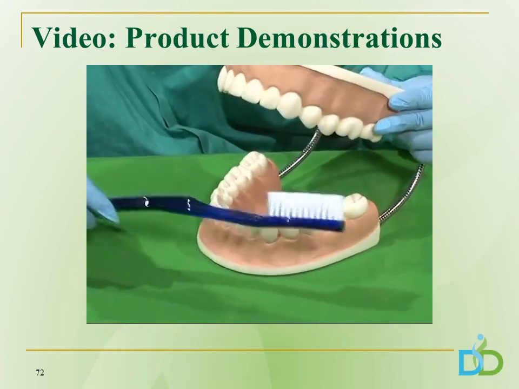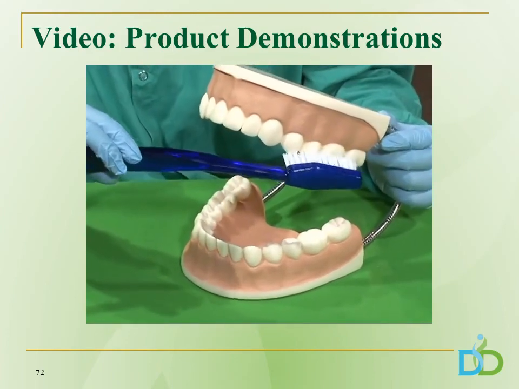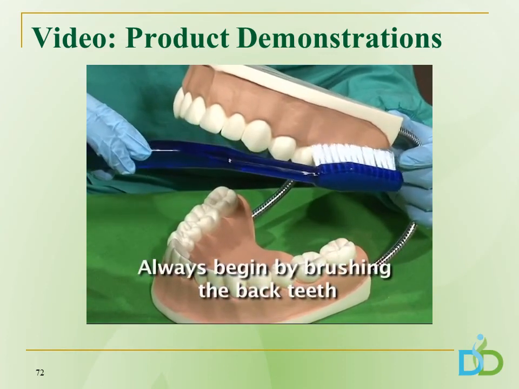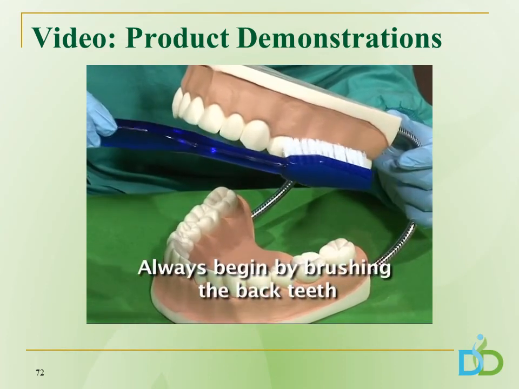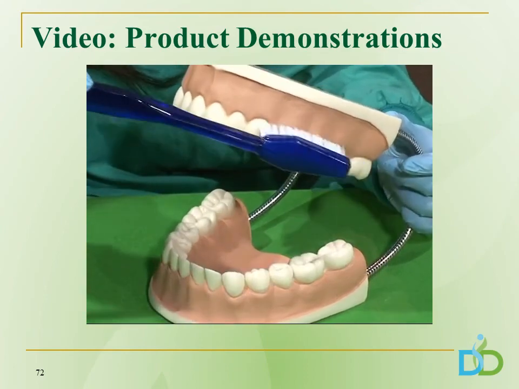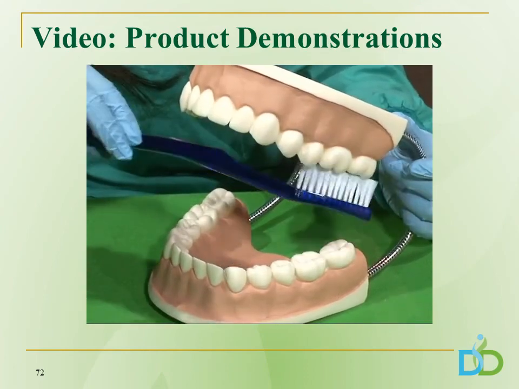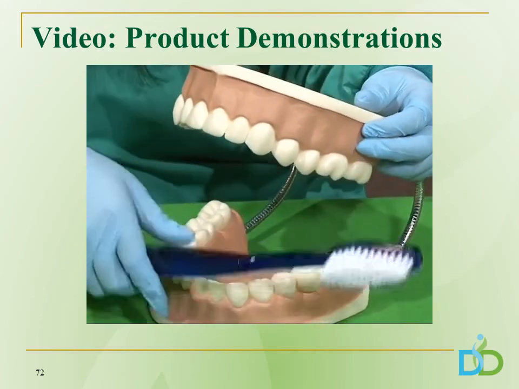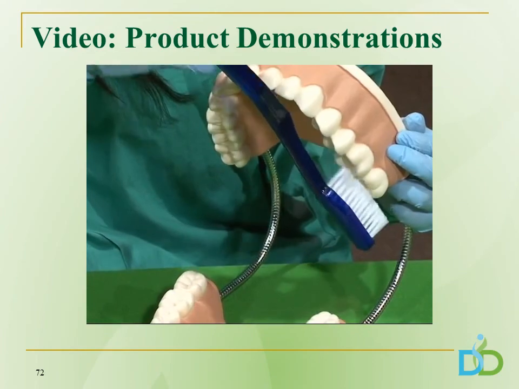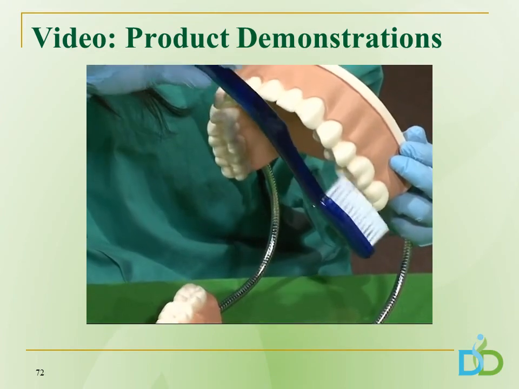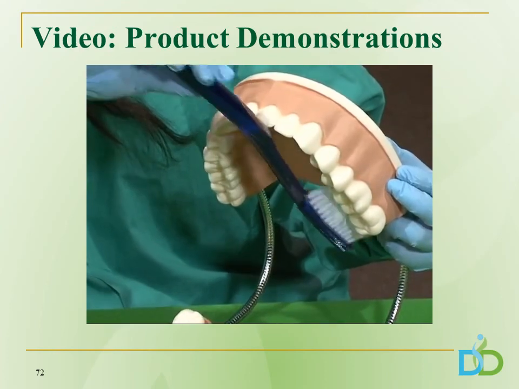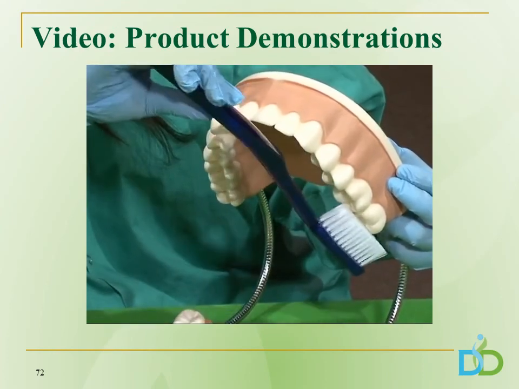First, start systematically, one side of the mouth like this, and brush the outside surface of the teeth first, and then go to the biting surfaces of the teeth, and then also the inside surface of the teeth.